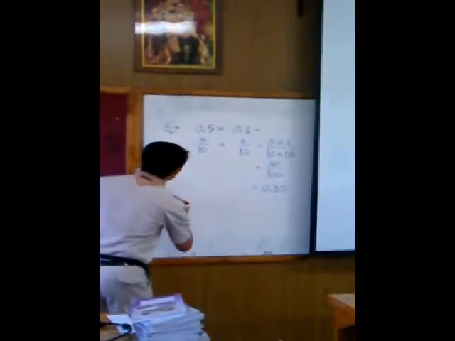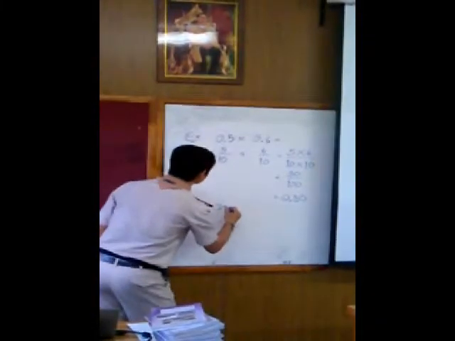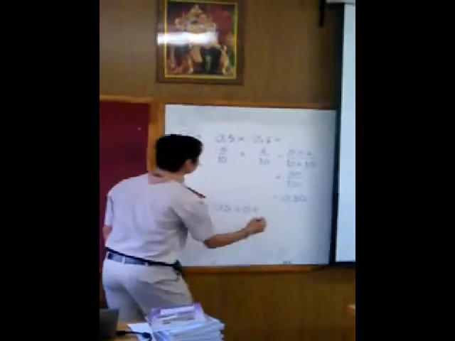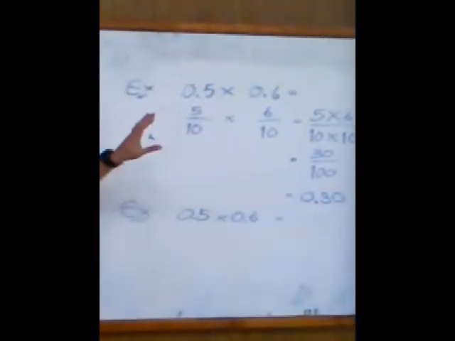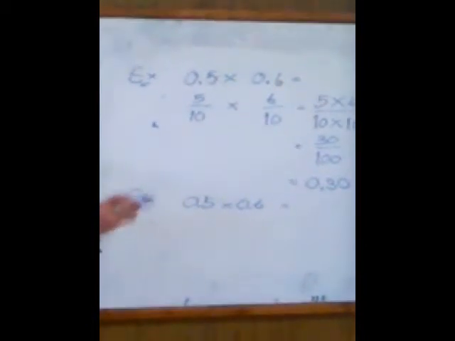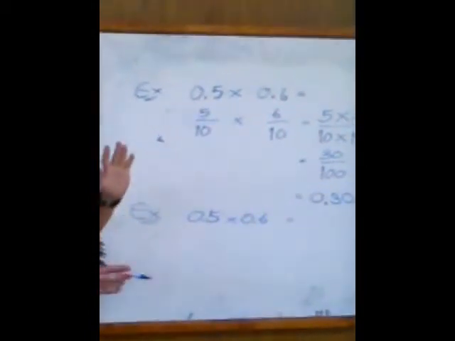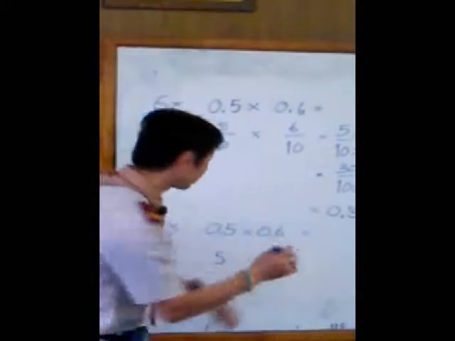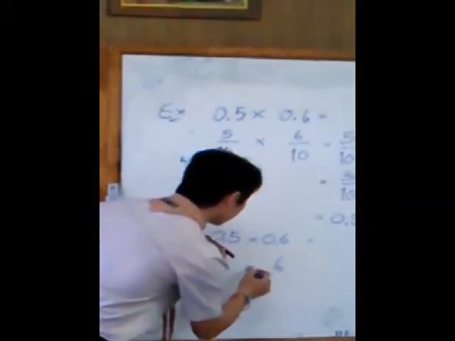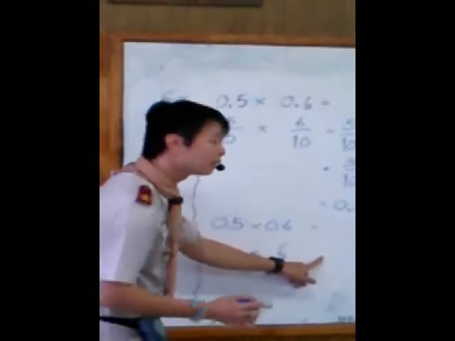The second method. Can I use the same problem? How to multiply? Transform to whole number, like integer. 0.5, use only 5. 0.6, use 6. Only 6. Okay. After that, multiply. 5 times 6 is equal to 30.